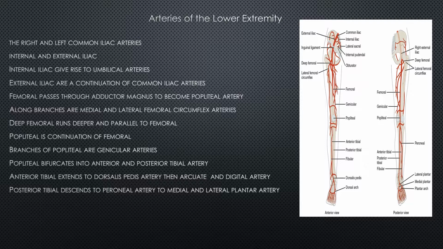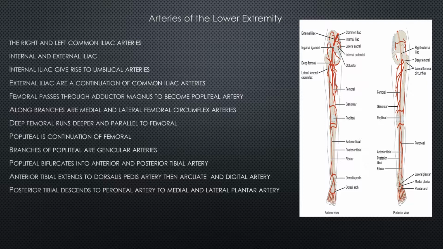Once the external iliac artery passes under the inguinal ligament, it becomes the femoral artery. The femoral will give rise to several branches on the way to the magnus muscle to become the popliteal artery. Among these branches are the medial and lateral femoral circumflex arteries.